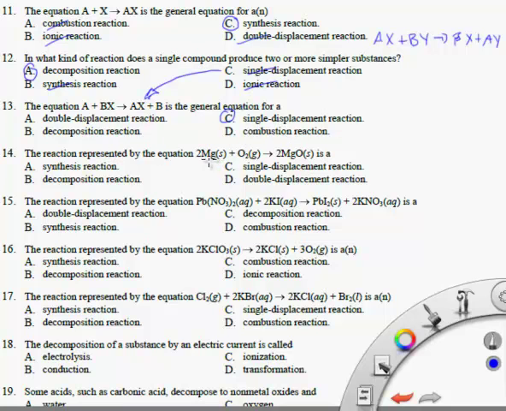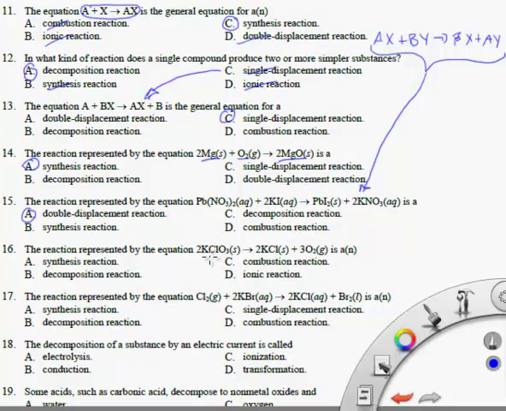The reaction represented by our equation, this single element plus another single element yielding a more complex species, you are looking at our synthesis reaction. Right? A plus X yields AX. It's an example of a synthesis reaction. The reaction presented by the equation Pb(NO3)2 plus KI yields PbI2 plus KNO3. We got two compounds forming two new compounds. This is just like that. So this would be a double displacement reaction.